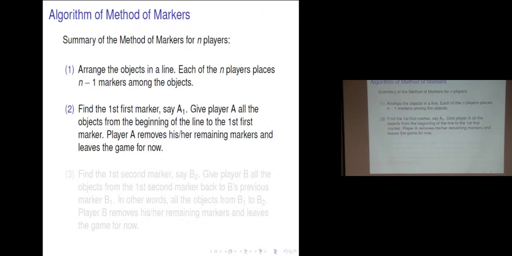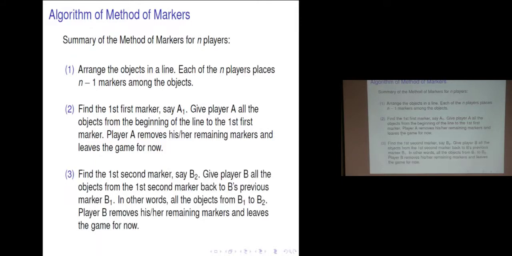Then that player, just now Mr. B, is Bertrand. He will remove his remaining markers and leave the game for now. And then continue. So we look at the second marker. Second marker means we continue checking from left to right and look at all the markers with subscript 2. So find the first one. In the abstract version, we call it B2. In the example, it was Albert, so it was A2.